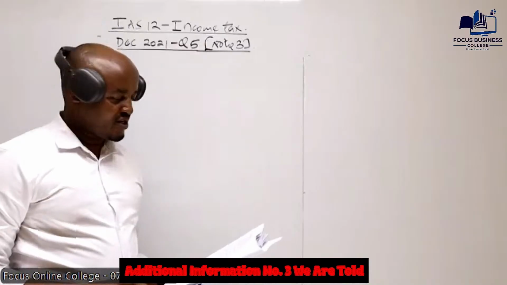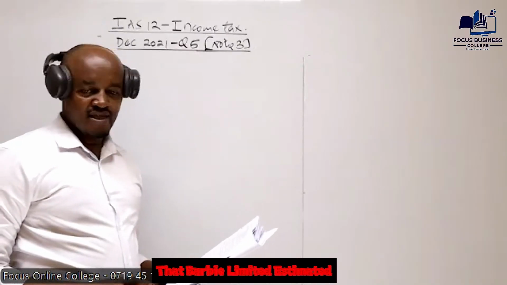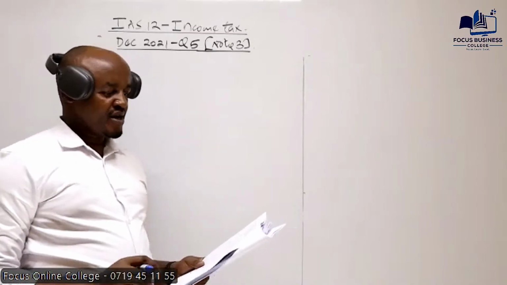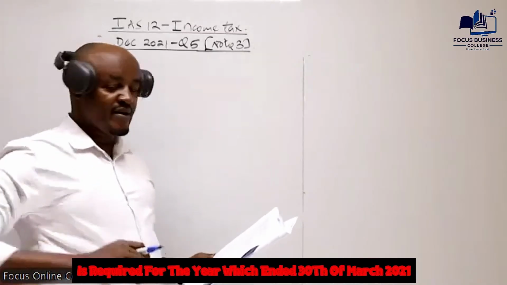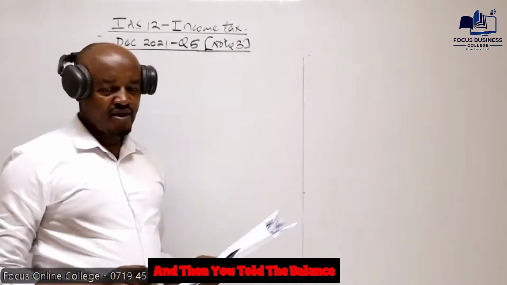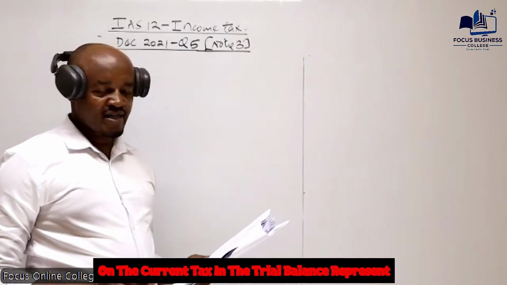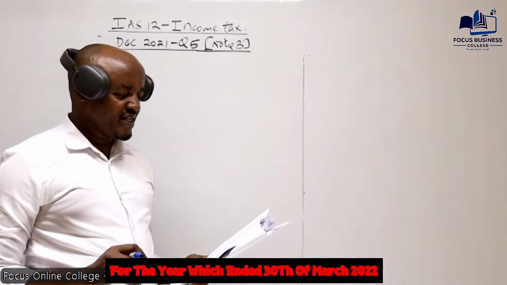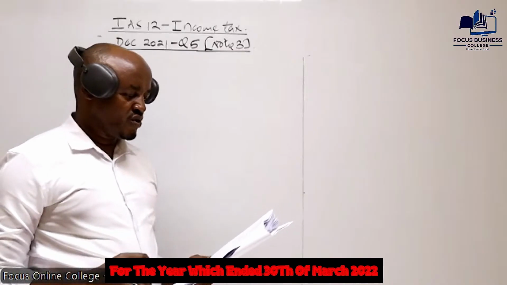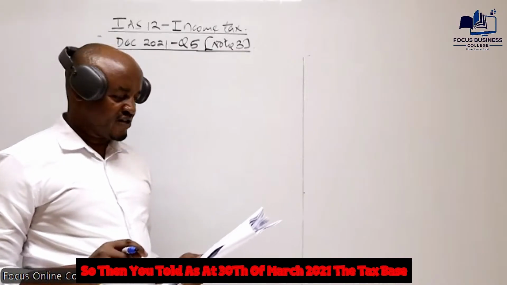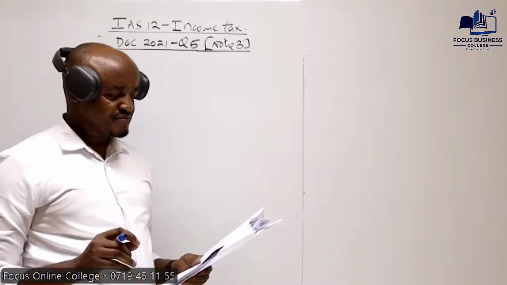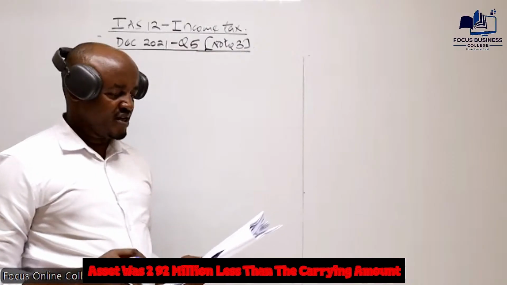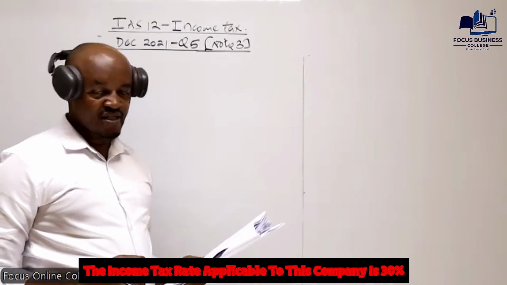Additional information number 3. We are told that Bawabu Limited estimated an income tax provision of 113.8 million is required for the year which ended 30th of March 2021. And then you're told the balance on the current tax represents over provision of tax liability for the year which ended 31st of March 2022. So at 31st of March 2021, the tax base of Bawabu Limited net assets was 292 million less than the carrying amount. The income tax rate applicable to this company is 30%.